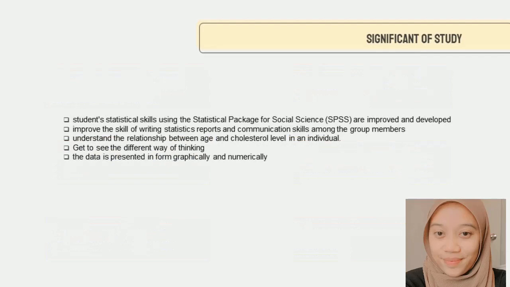Next is the significance of the study. A lot of benefits result from the study, such as student statistical skills using the Statistical Package for the Social Sciences (SPSS) being improved and developed. Students will also improve the skill of writing statistical reports and communication skills among the group members.